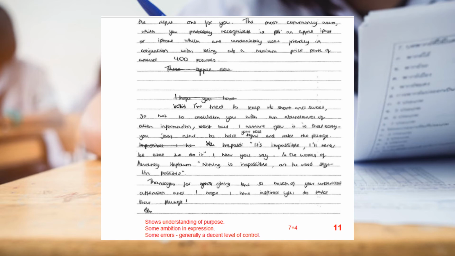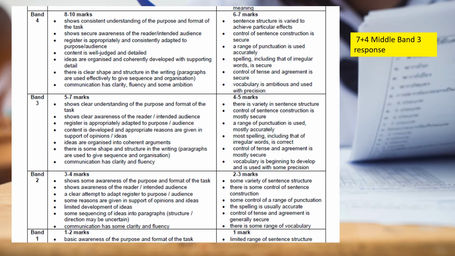The exam board commenting, it shows understanding of purpose, some ambition in expression, but some errors, generally a decent level of control. So more often than not, the commas are in the right places, but it's just enough to say they generally can use correct sentence structure, but not 100% accurate all of the time. That would give a mark of 7 on the communication side, 4 on the spelling and sentence structure side, with an overall mark of 11. Let's take a look at the mark scheme, and that would put this response at the top of band 3.